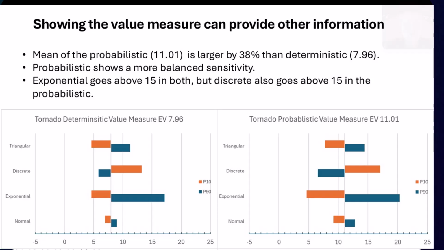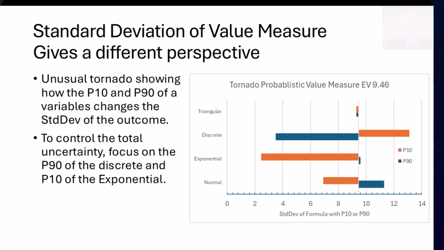The exponential goes above 15 in both cases, but the discrete also goes above 15 in the probabilistic. If you were trying to keep things below 15, it tells you would need to work on both the discrete and the exponential.